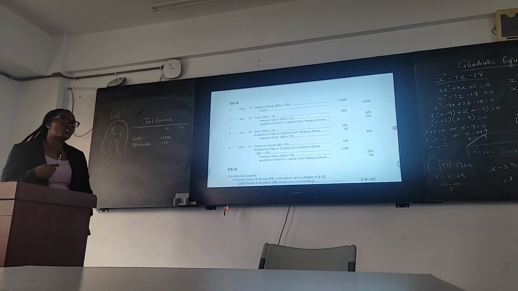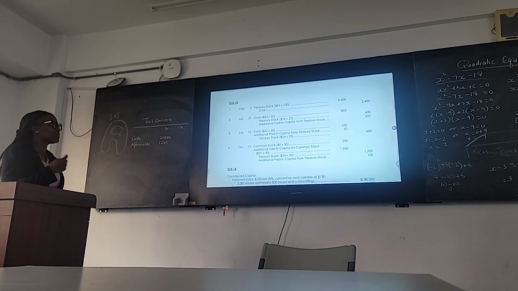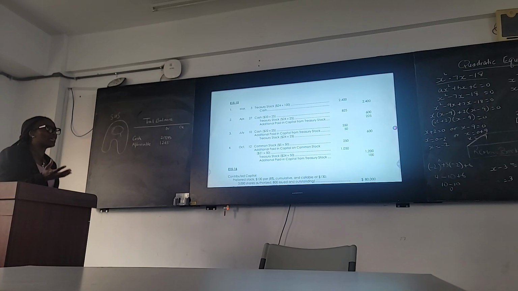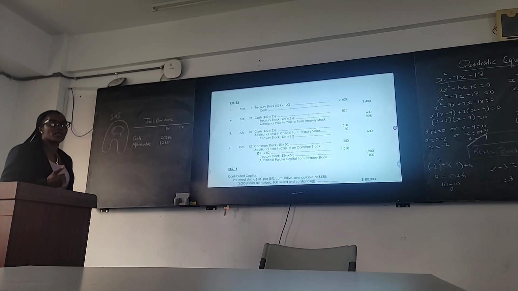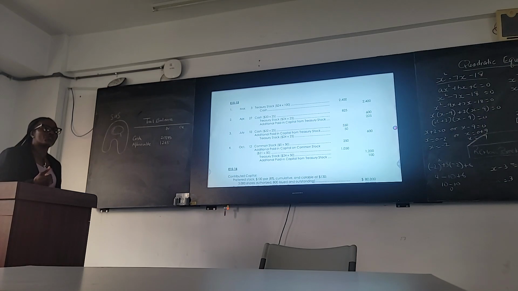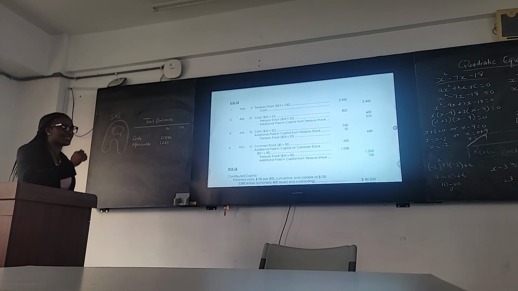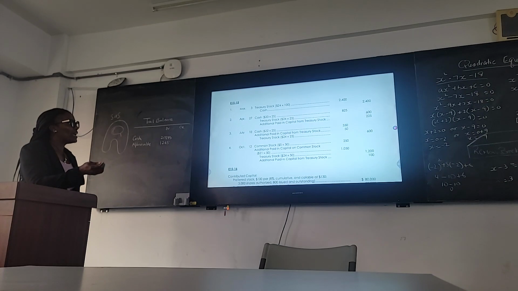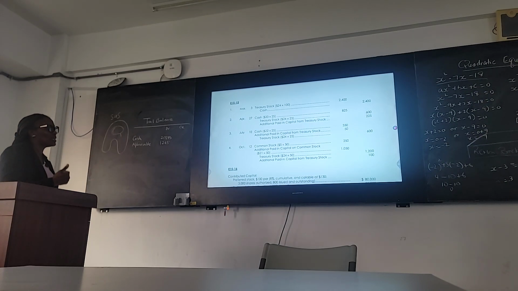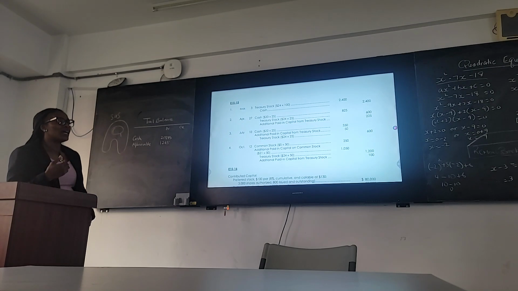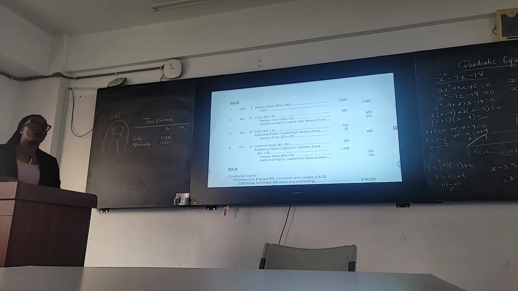How many of those shares are they selling over? They're selling over 25. And when you reclaimed it at 24. So 24 times 25, which is 600, represents the reduction in treasury stock because you're selling them over. And the difference between the 825 and the 600 goes to additional paid-in capital from treasury stock for 225.